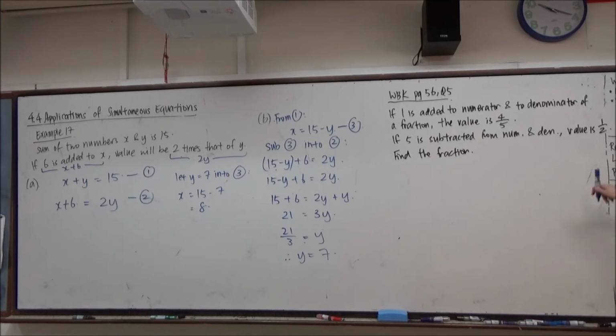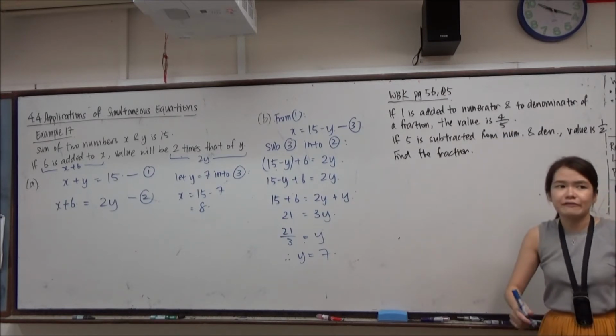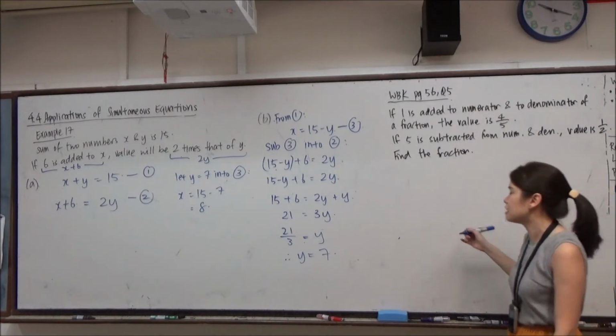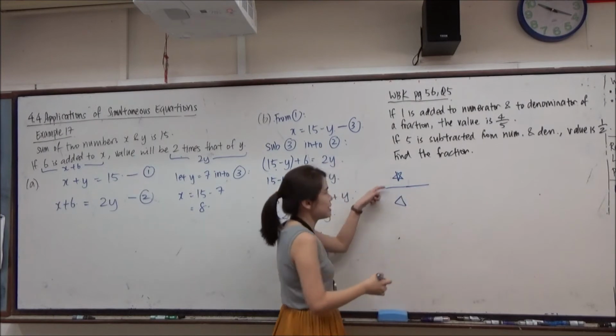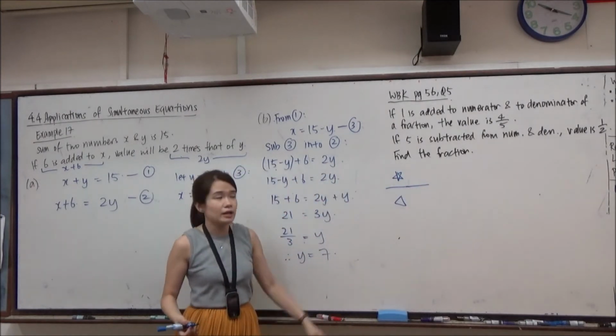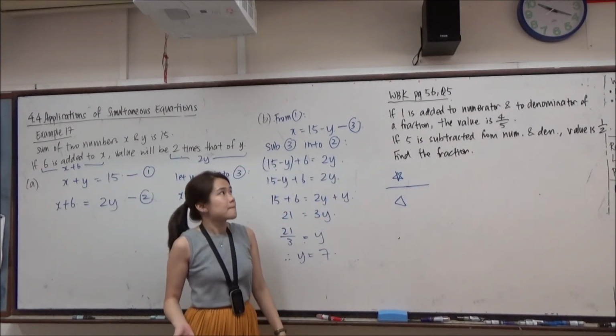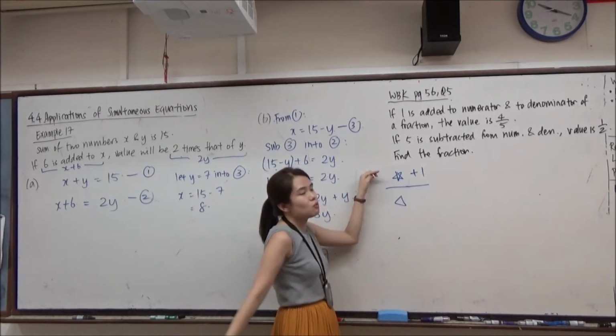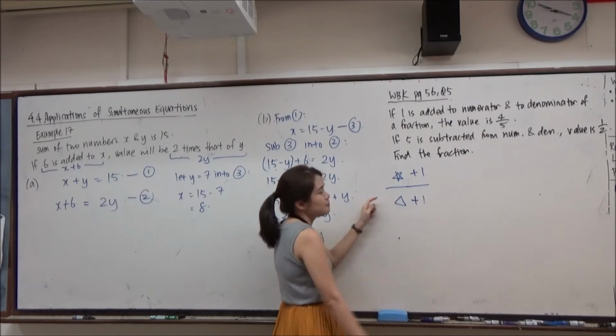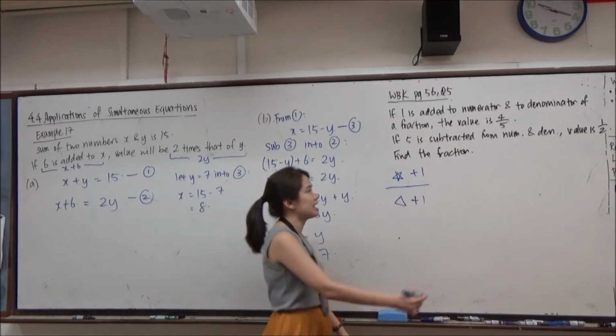It says that if 1 is added to the numerator and denominator of a fraction, we are getting the value 4 over 5. So we need to think about it in fraction first. In my fraction, there are some numbers on the top and at the bottom, numerator and denominator. So if 1 is added to the numerator and 1 is added to the denominator, this fraction itself becomes 4 over 5.